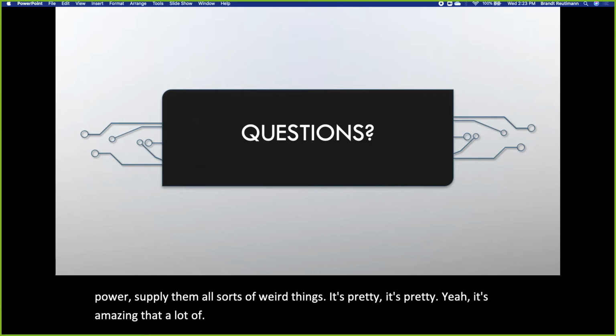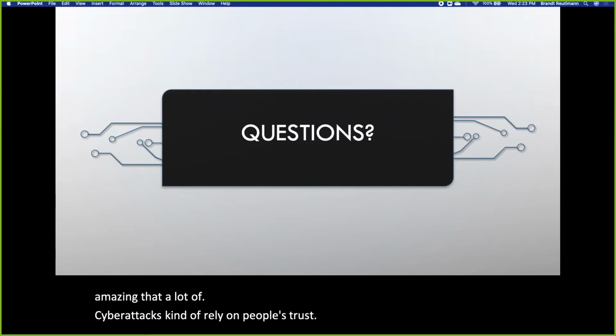A lot of cyber attacks kind of rely on people's trust. Yeah, exactly.